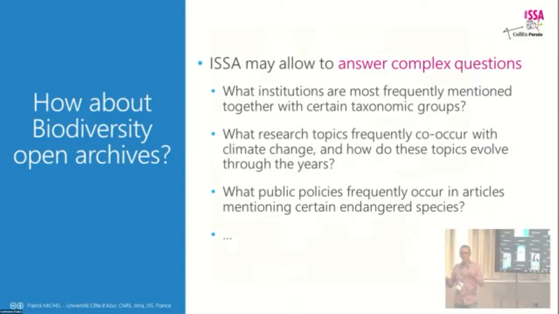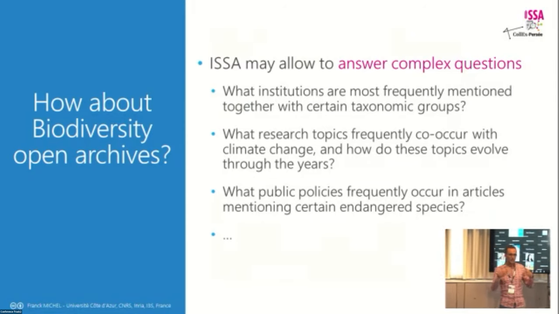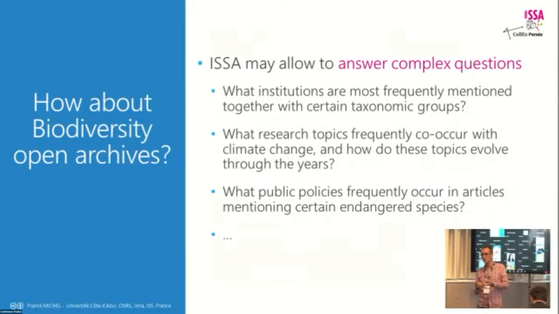So I'm not a biologist, I'm a computer scientist, so I have just tried to figure out which are the kind of questions that you guys may have, but you guys are the most appropriate ones to figure out which are those questions. So I'm not sure these ones do make sense, that's on you. So for instance, what are the institutions that are most frequently mentioned together with certain taxonomic groups? So if we can link the ESAP processing with taxonomic registries, we can answer this kind of question.